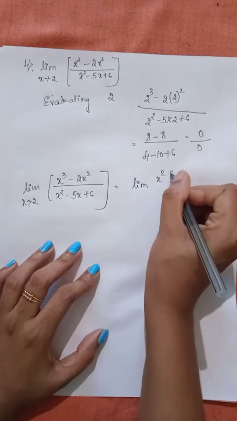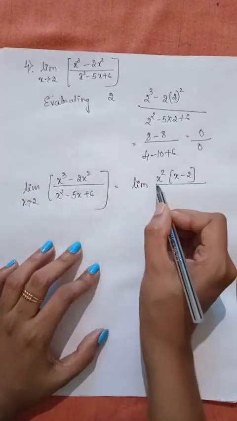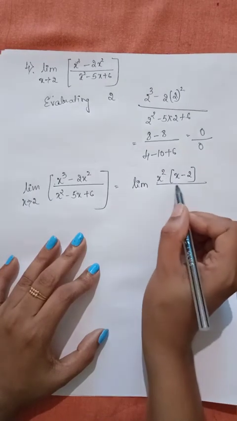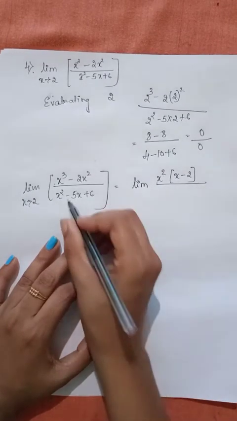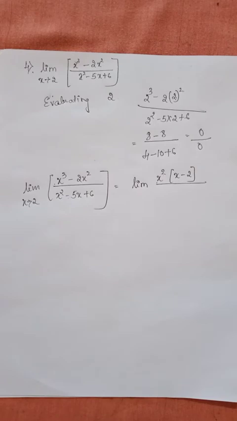x square, I'll take it out. So what is remaining? x minus 2. Correct? From x cube, I have taken x square outside, so what is remaining? x is remaining, into x minus 2. And in the denominator, it is nothing but x square minus 5x plus 6.